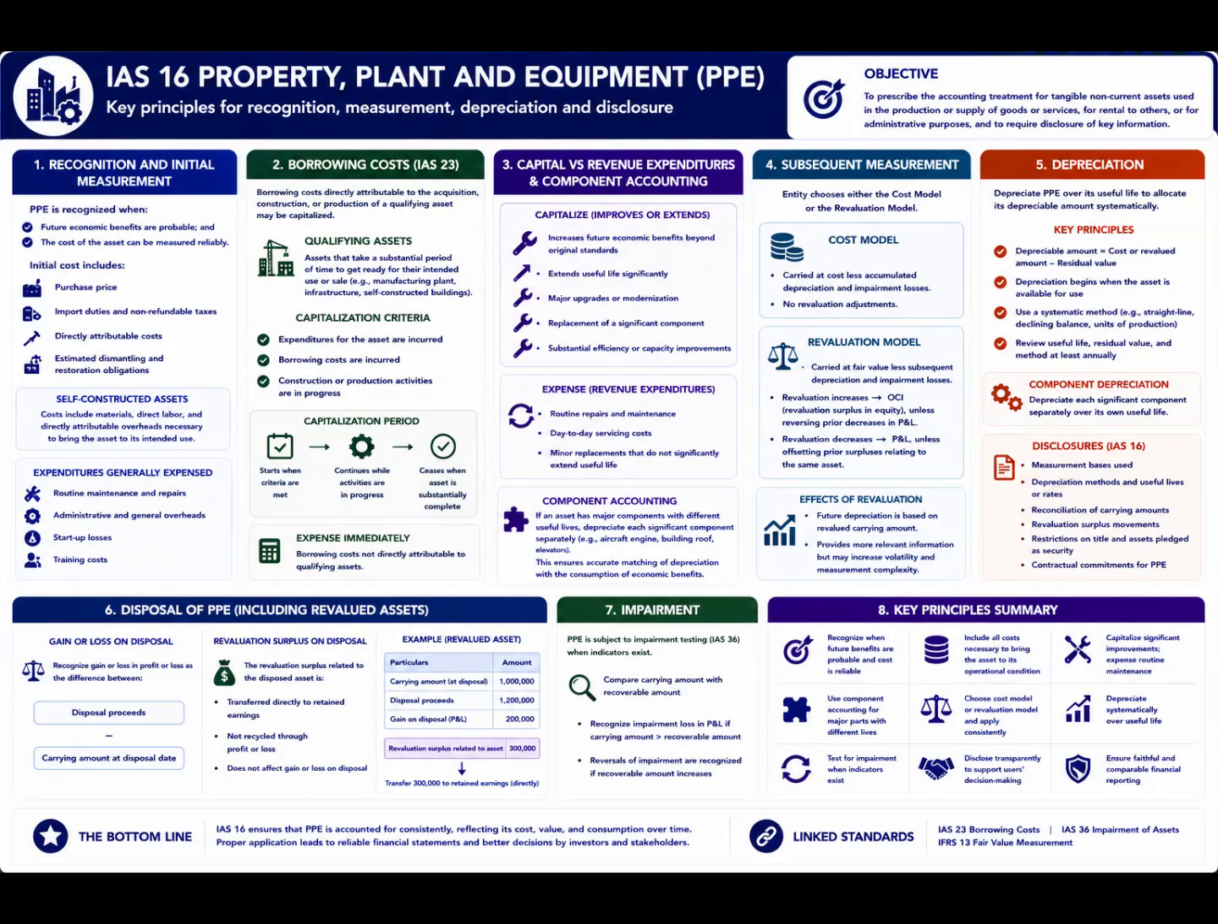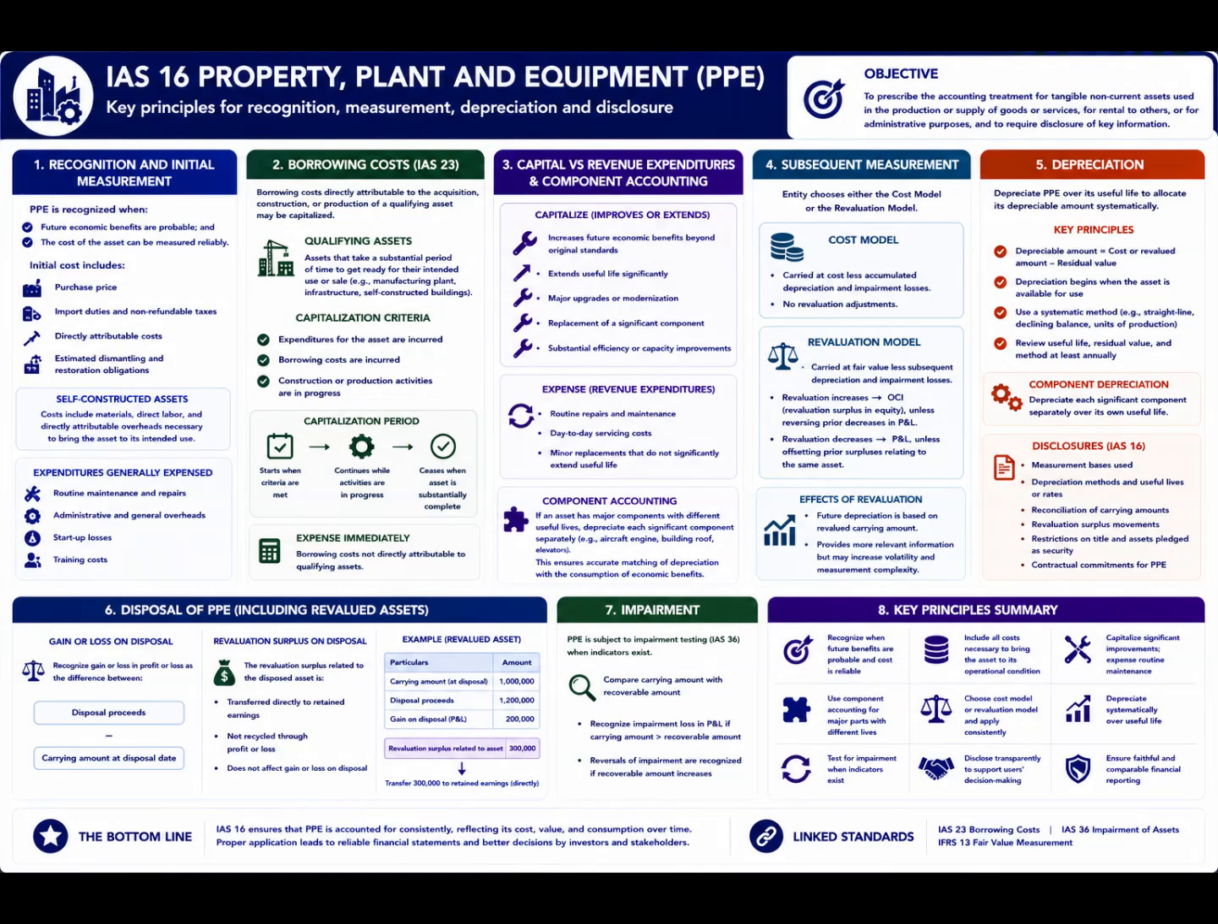Expenditures such as routine maintenance and administrative costs are generally expensed rather than capitalized because they do not create future economic benefits. Borrowing costs associated with qualifying assets are addressed through IAS 23 borrowing costs and are closely linked to PPE accounting. Borrowing costs may be capitalized when they are directly attributable to the acquisition, construction, or production of a qualifying asset that takes substantial time to prepare for intended use or sale.